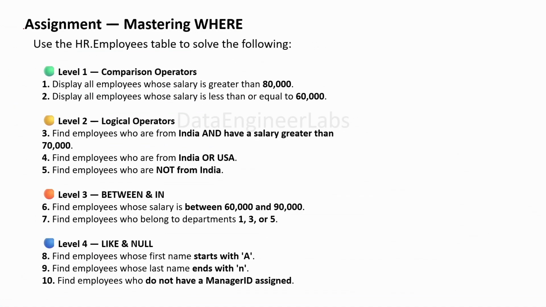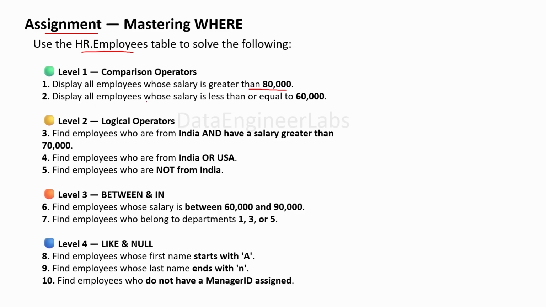All right. Now it's time for your episode 4 assignment. We have learned quite a few filtering techniques today. So this assignment is designed to give you hands-on practice with everything we have covered. We will start with some simple comparison operators and gradually combine different filtering techniques. You can use our hr.employees table to solve the following questions. Now question 1. Find all the employees whose salary is greater than 80,000. Remember, this is greater than 80,000.